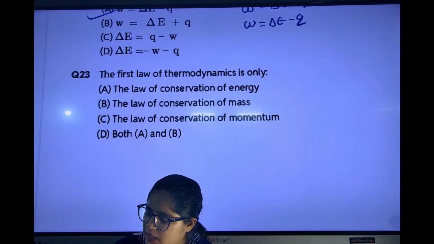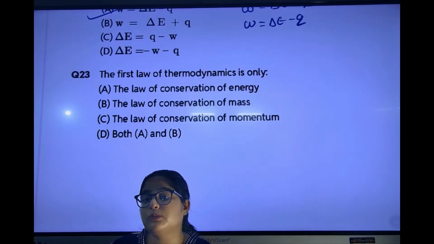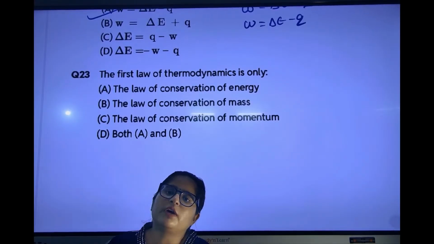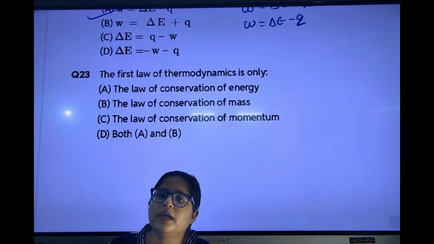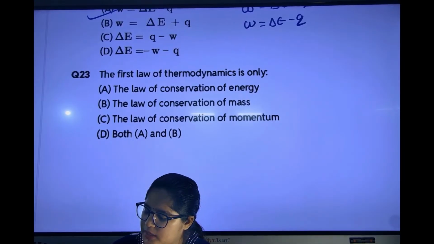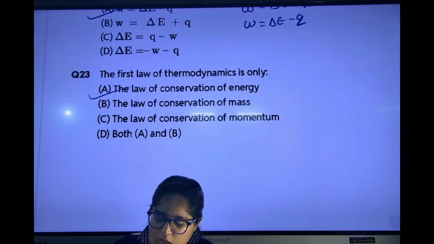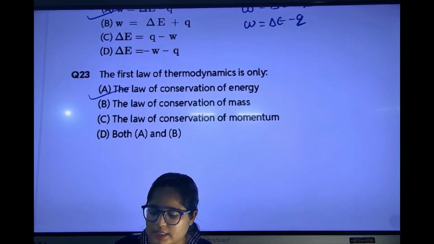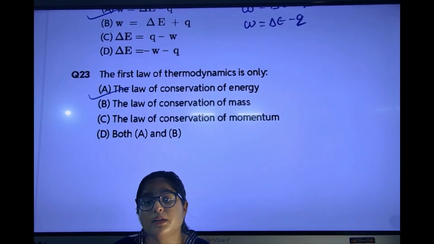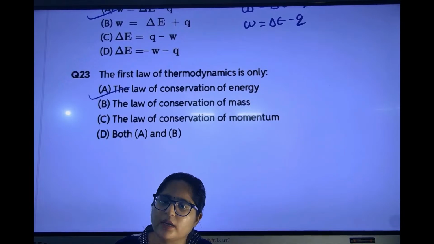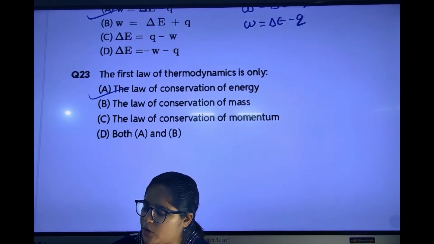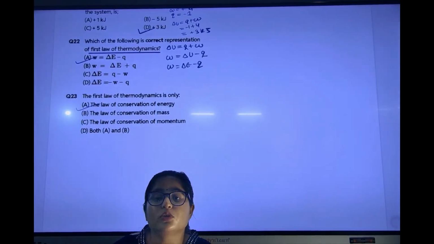Now let us see question number 23. The first law of thermodynamics is based on energy conservation, remember what I have told you. So it is based on the law of conservation of energy. First law of thermodynamics tells us that energy can neither be created nor destroyed. It can only be transferred from one place to another. So here we have finished our DPP number 2 also.